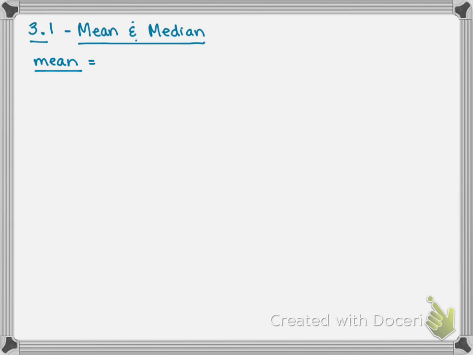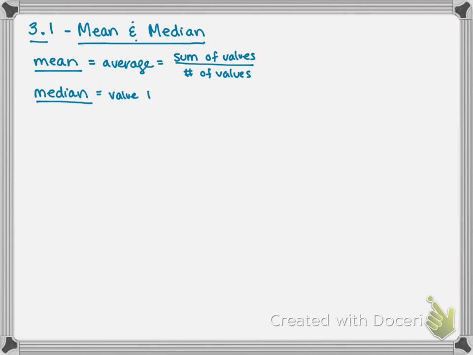Another word for the mean is the average. And that would also be like the sum of all the values divided by the number of values. And we also want to define the median in our data set, and that is the value that splits the bottom 50% from the top 50% of the data.